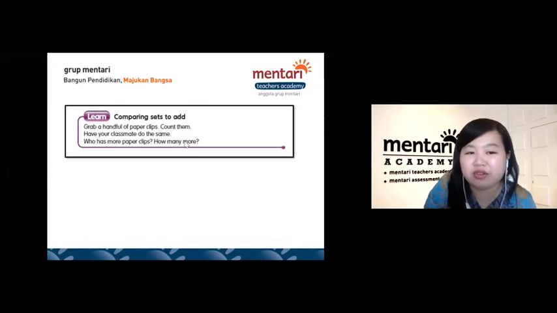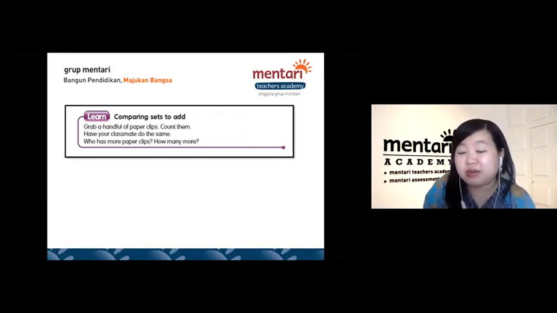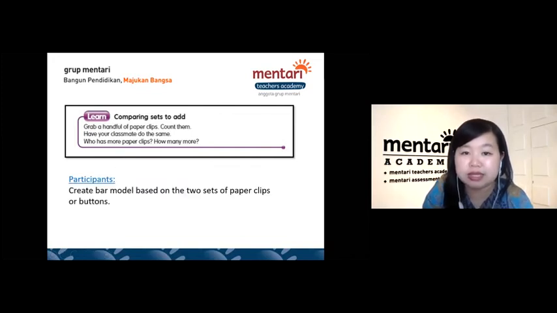Okay, it says grab a handful of paper clips, count them, have your classmate do the same. Originally, this was designed for partner activity, but I will just try to demonstrate it now with the objects, and then you can draw the model and try to solve the question here, who has more and how many more. Okay, so I will just use buttons this time.